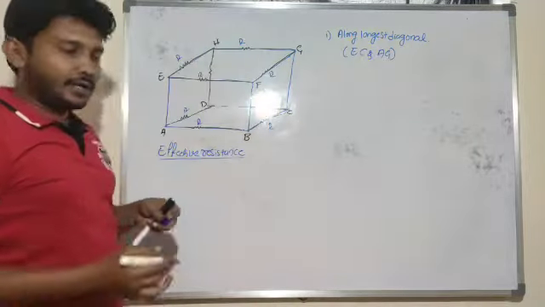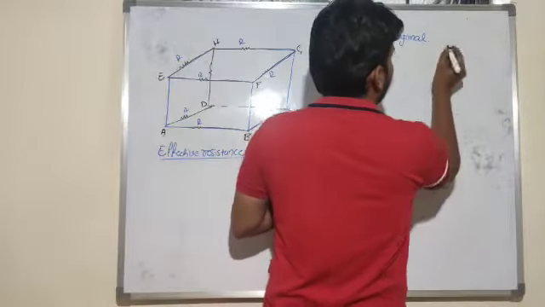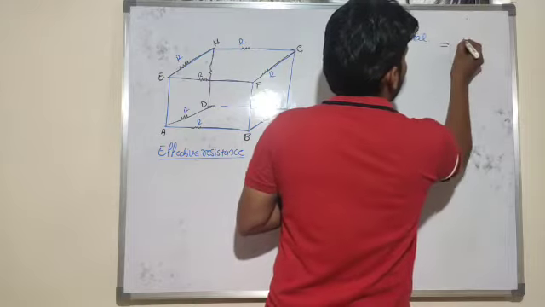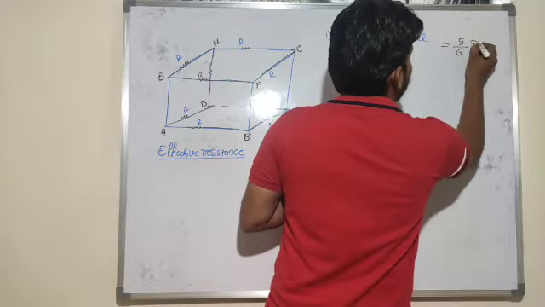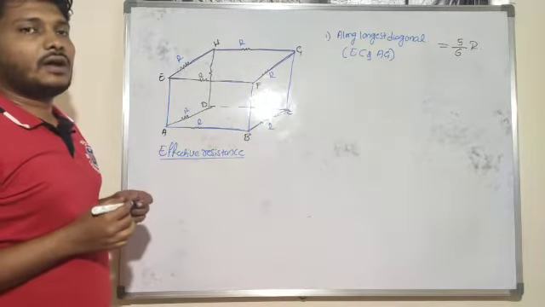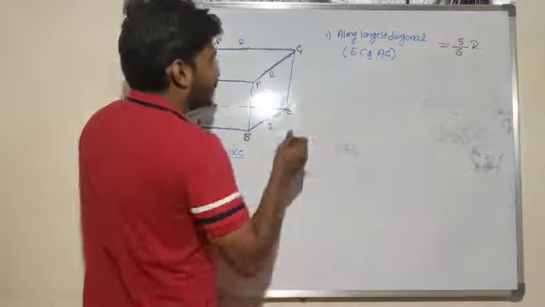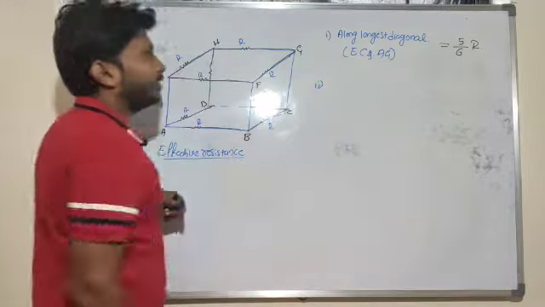So what is the connecting formula here? In case of effective resistance along the longest diagonal, that is 5 by 6 into R. So effective resistance along the longest diagonal is 5 by 6 into R here. So for example, next I will calculate that.